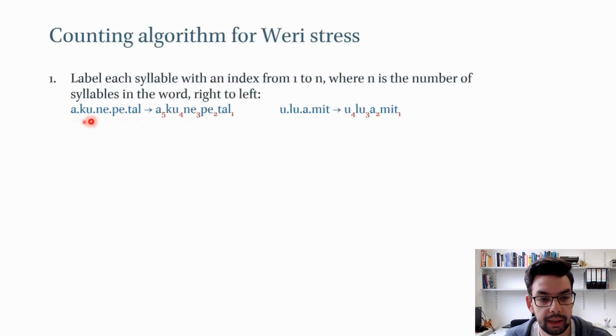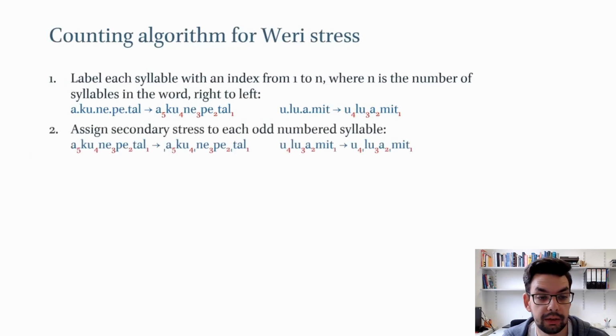Here I've again indicated the syllables for you. And then onto the right-hand side of each of the syllables, I'm just going to put a little index number just to keep track of what the number of that syllable is. And so tal, I give 1, pe is the second syllable, ne is the third, ku is the fourth, and a is the fifth. For ulu mit, mit is the first, a is the second, lu is the third, u is the fourth, and so on.